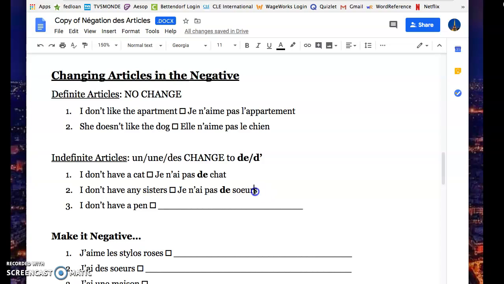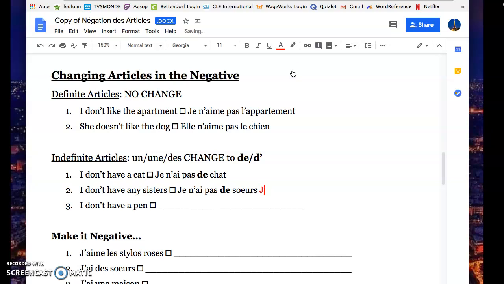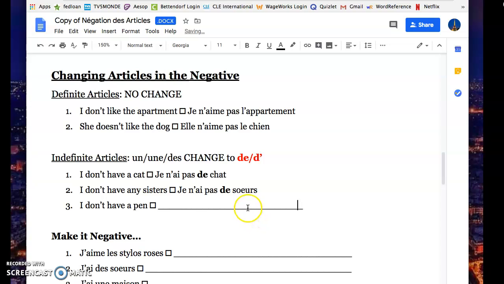Okay, so je n'ai pas de sœurs is how we're going to write this. A lot of people might try to write I don't have any sisters as je n'ai pas des sœurs, which means I don't have some sisters, and that doesn't make any sense. So we're not going to say je n'ai pas des sœurs. We're going to change it to de. Je n'ai pas de sœurs. Again, I don't know why they do this or how the language developed to do this weird de, d apostrophe rule, but it did. So that's what I have to teach you.